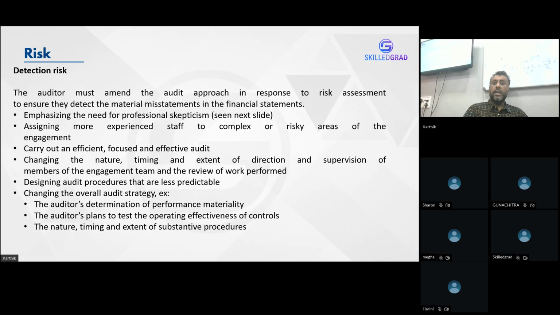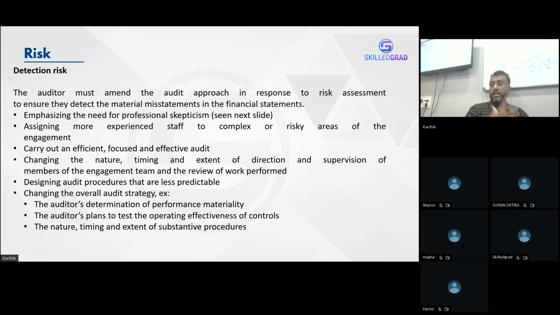So detection risk, in the end. In our procedures, the auditor must try to amend the audit approach in such a way that they detect the material misstatements. First thing, emphasize the need for professional skepticism. What is professional skepticism? We've already seen it. Have a questioning mind. Don't believe anything at face value. Have a questioning mind. Okay.